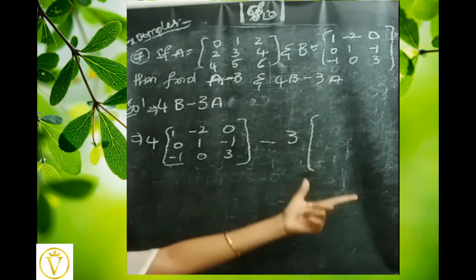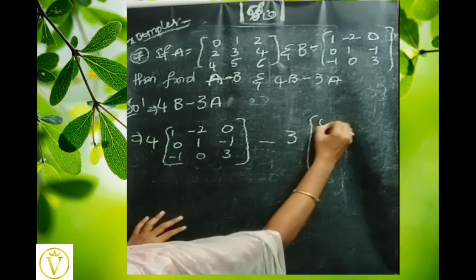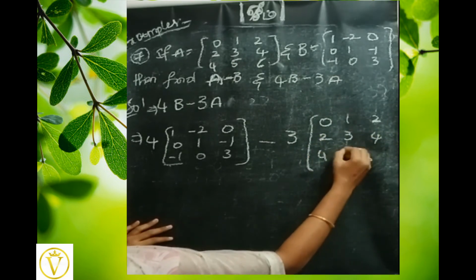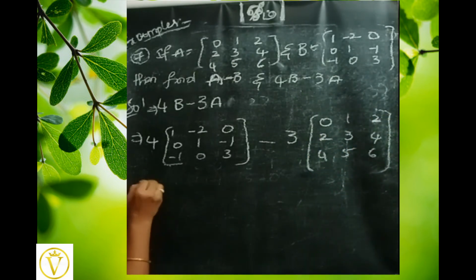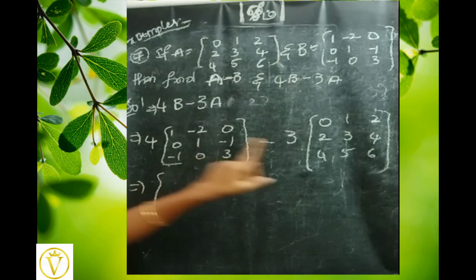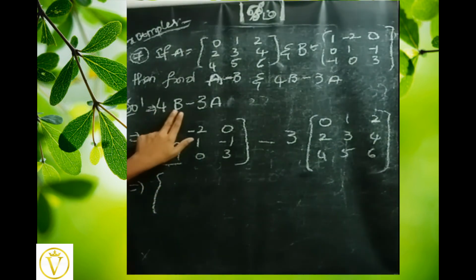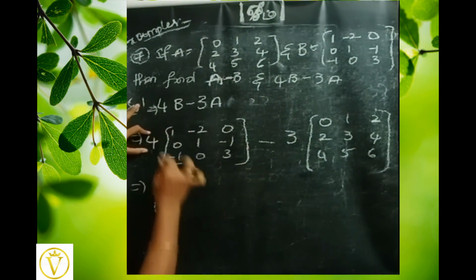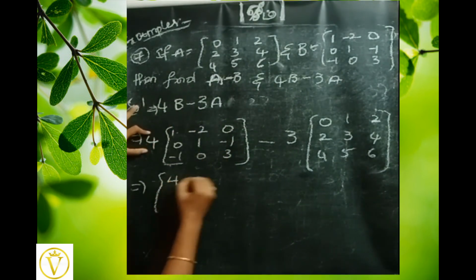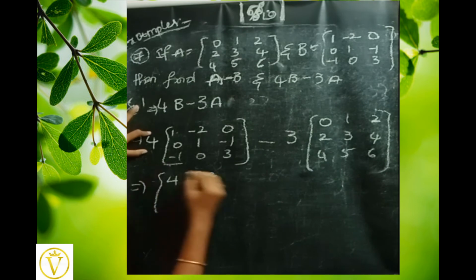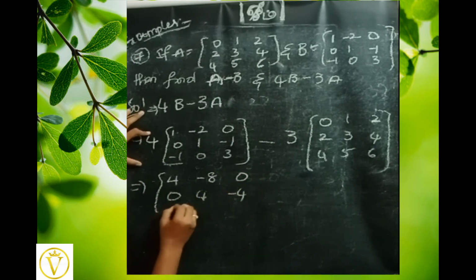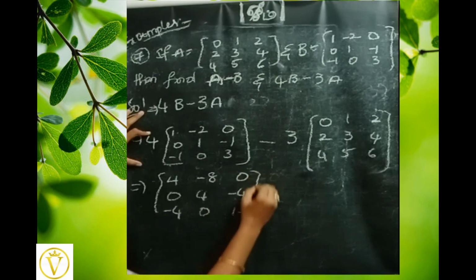So here for A matrix the scalar is 3. So we have to multiply with 3 for the A elements. Multiply only for this. Don't multiply for this. They have said 4B. Okay. 4 is multiplied with the B matrix. So 4 ones are 4. 2s are minus 2 into 4, minus 8. 0, 0, 4, minus 4, 0, 12.